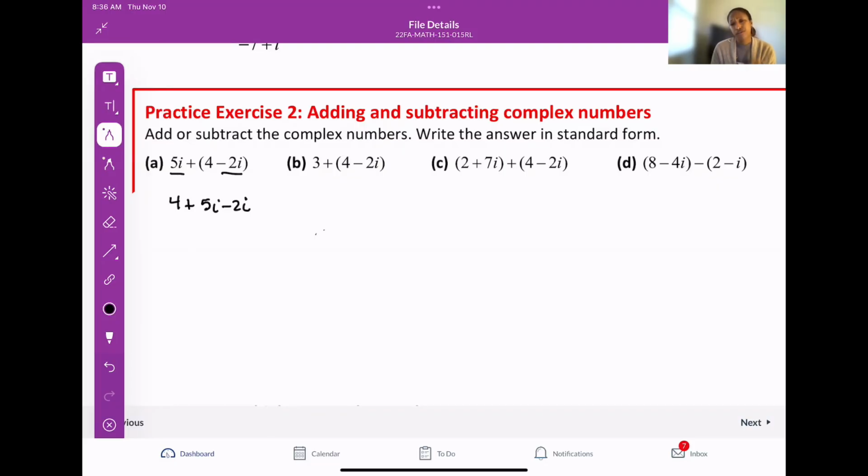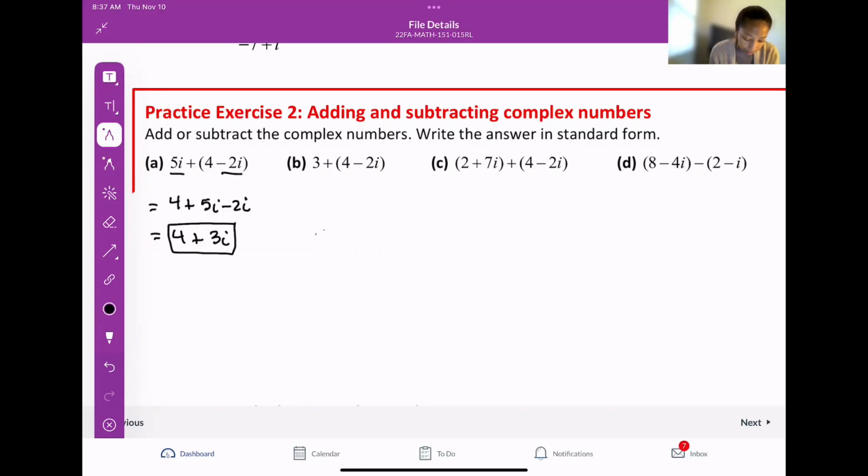Also, notice how I rearranged the terms. Technically, because addition is commutative, we can rearrange these almost any way. But the standard form of a complex number has your real part first and then plus your imaginary part. So I just moved the real number to the front. All right, then this would be 4 plus 5i minus 2i is 3i. We leave our final answer this way: real part plus imaginary part.